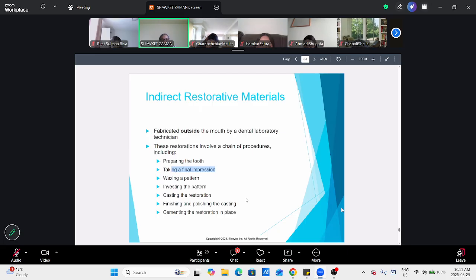When it comes from the laboratory, our job is just cementing it onto the patient's tooth. That means cementing the restoration in place. So the entire restoration is made outside the mouth, in the laboratory. Once the restoration is made, we get it from the laboratory and we do some minor adjustments if required. Sometimes without any adjustments, we apply it into the patient's mouth.